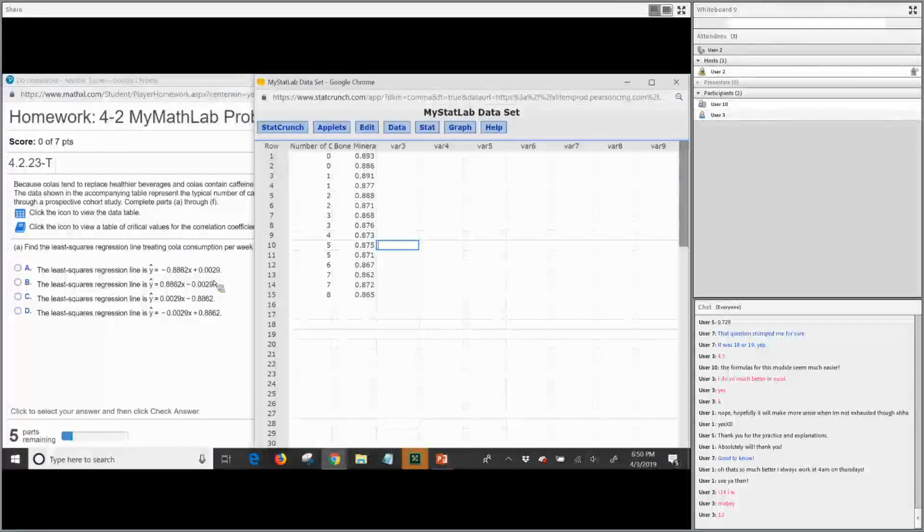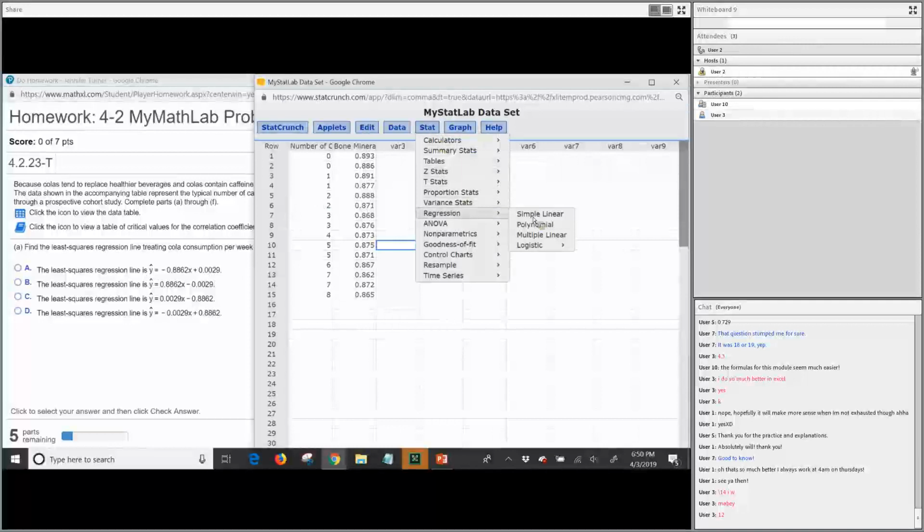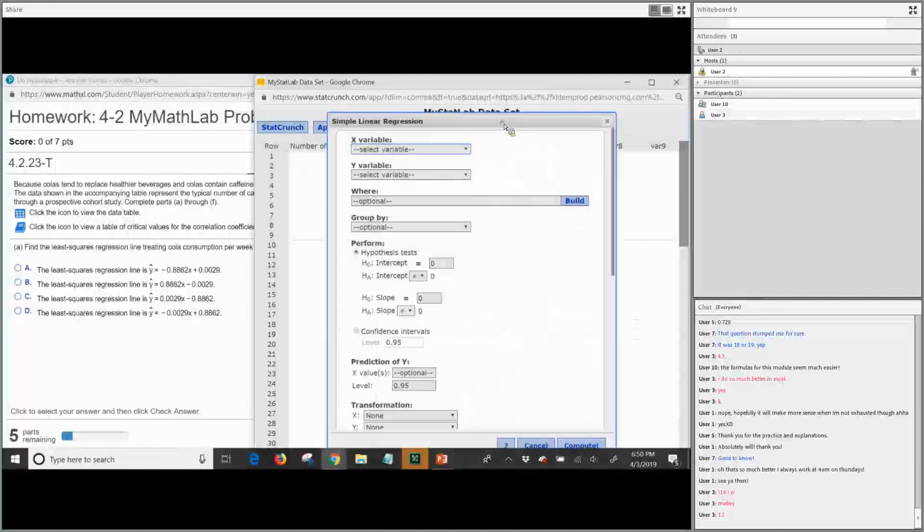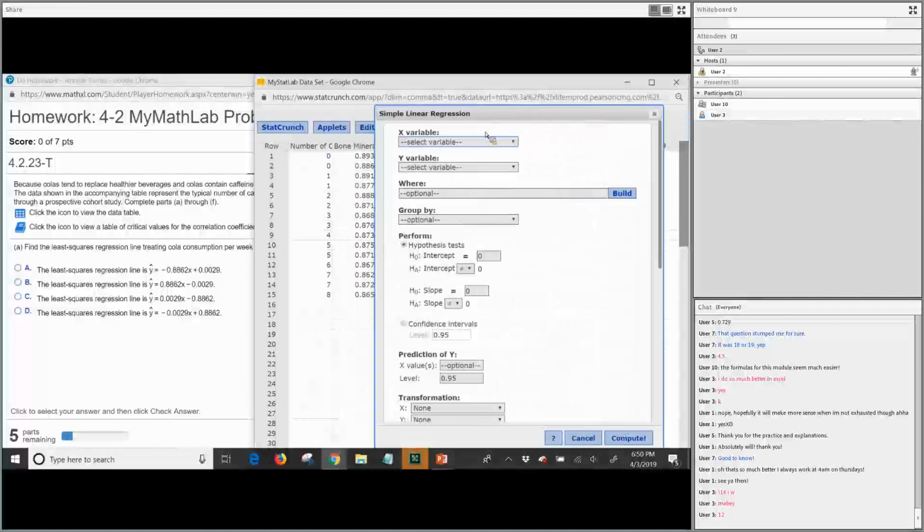Okay, so you have the number of colas and then bone mineral. To find the least squares regression line, or the correlation coefficient, or the scatter plot, or pretty much anything you need for module 4, you're going to do these steps. You're going to go to Stat at the top, then select Regression, then select Simple Linear.